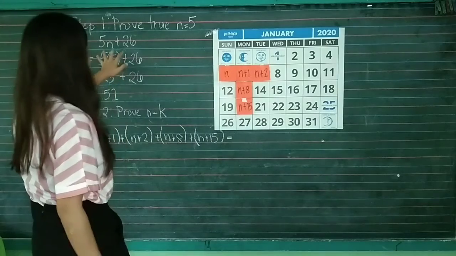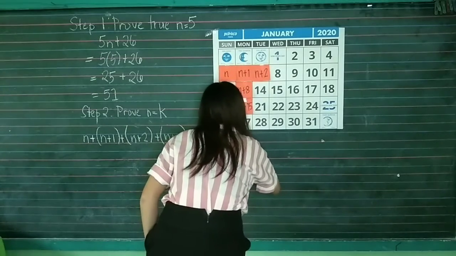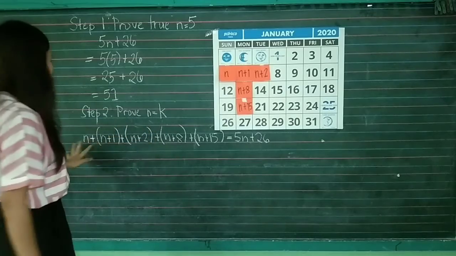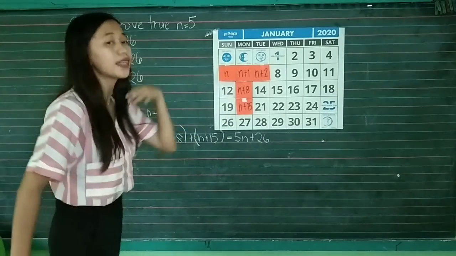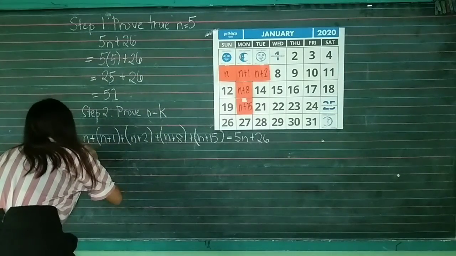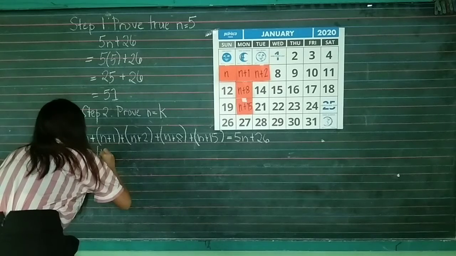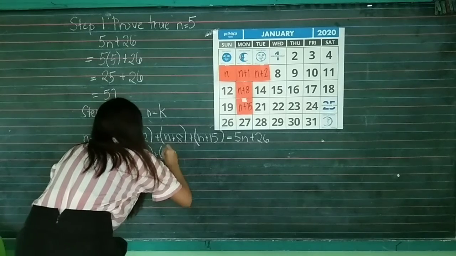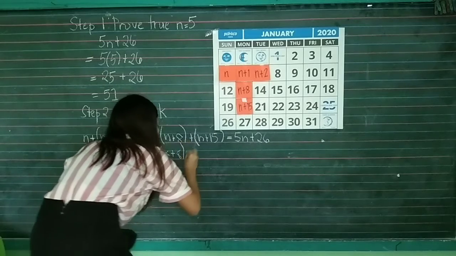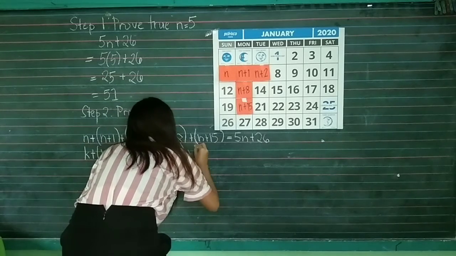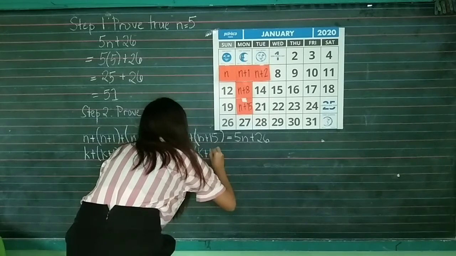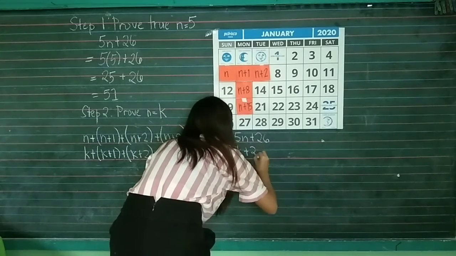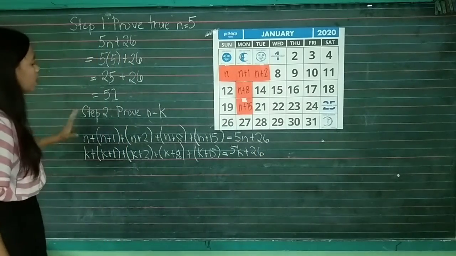Is equal to our general equation, 5n plus 26, which we got when we combined everything. So, what we will do is replace every n with k. So we have k plus (k plus 1) plus (k plus 2) plus (k plus 8) plus (k plus 15) plus (k plus 50) is equal to 5k plus 26. So, that is our second step.